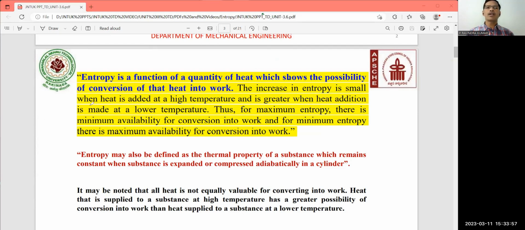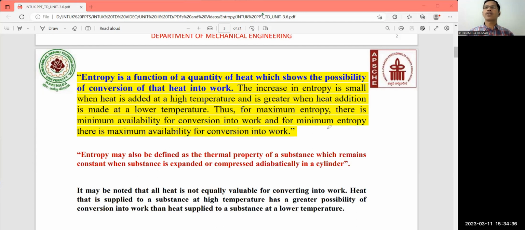The increase in entropy is small when heat is added at high temperature, and is greater when heat addition is made at lower temperature. Thus, for maximum entropy there is minimum availability for conversion into work, and for minimum entropy, maximum availability for conversion into work.